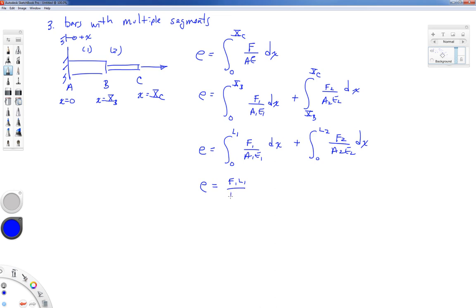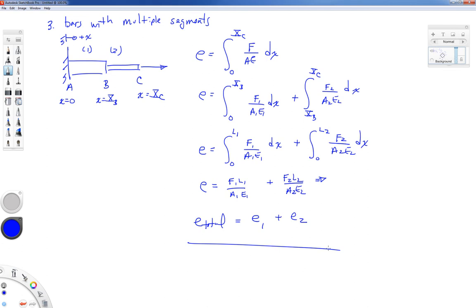If A and E are constant and F is constant over the length L, the first integral becomes FL over AE for section 1, and the second integral becomes FL over AE for section 2. In other words, the total deformation is the sum of the individual deformations, where little e1 and little e2 are the deformations of segment 1 and segment 2, FL over AE for each piece. Okay, so dealing with bars with multiple segments is pretty straightforward.